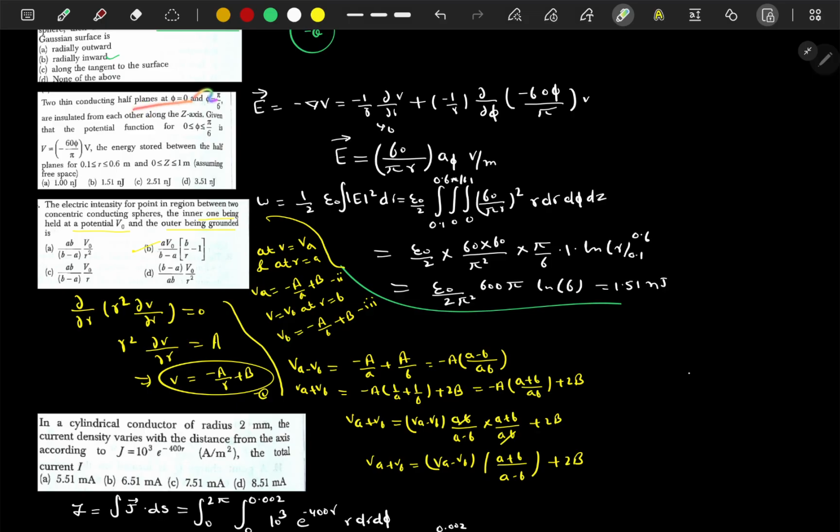Two thin conducting half planes at phi equal to 0 and phi equal to pi by 6 are insulated from each other. Given the potential function between 0 and pi by 6 and V, the energy stored between the half planes in free space: calculate E, and E is this because it has only a phi component. Put in this formula, half epsilon naught E square dV, and when you solve it, you are getting 1.51 nanojoule.